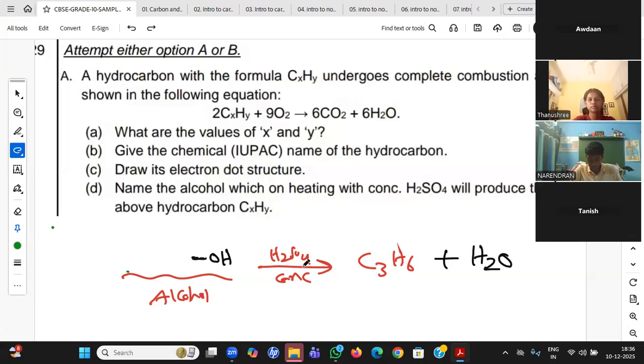What does that mean? Three carbons should be there. Six hydrogens should be there. But you see, H2O came out. That means here seven hydrogens should be there. C3, now only OH and H from here will go out and C3H6 will be available.